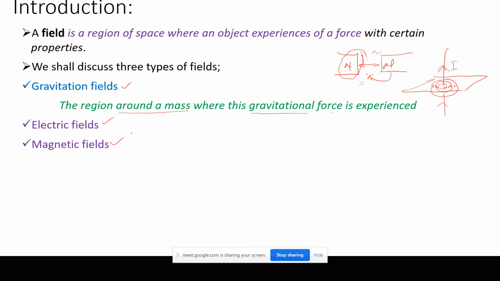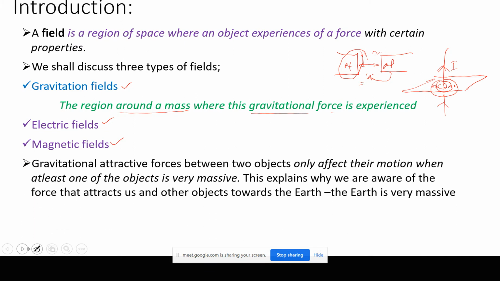Does it mean if planets orbit the Sun, then what is happening to the Sun? Is it also orbiting the planets? Maybe we shall explore that more under a unit called astrophysics and cosmology. So for now, we are saying that the region around a mass where the gravitational force is experienced is actually the gravitational field. We are also saying that gravitational attractive forces between two objects only affect their motion when at least one of the objects is very massive.